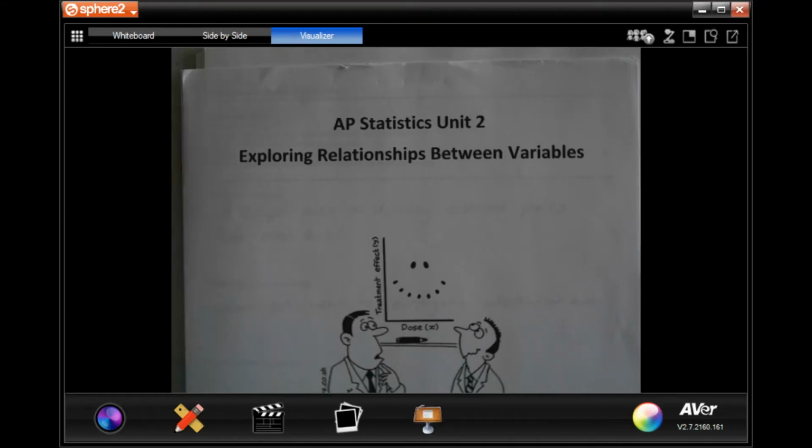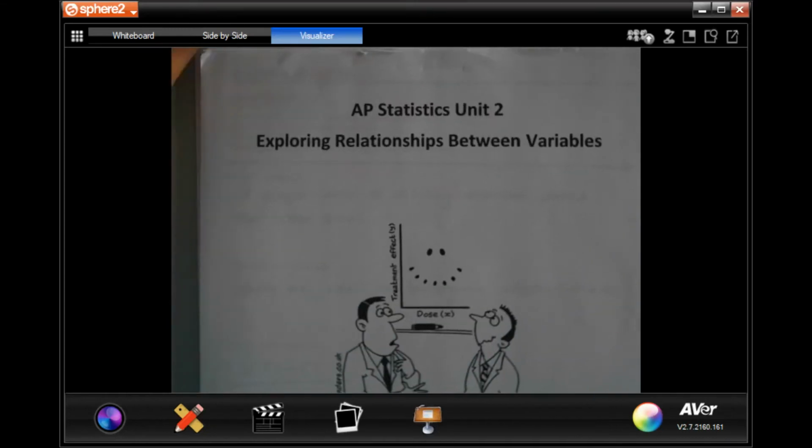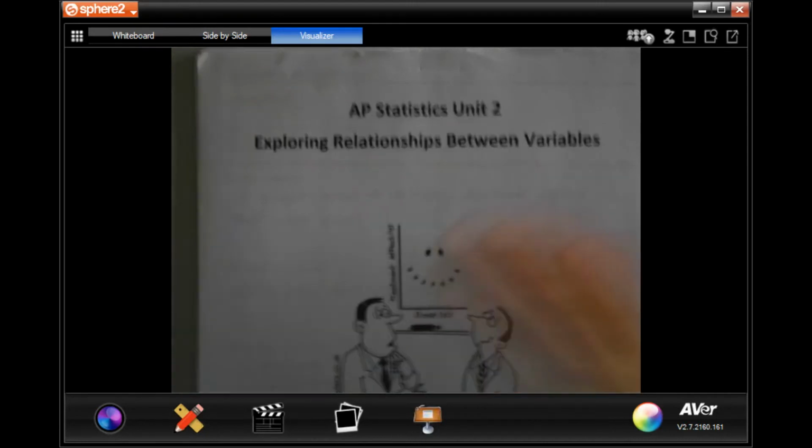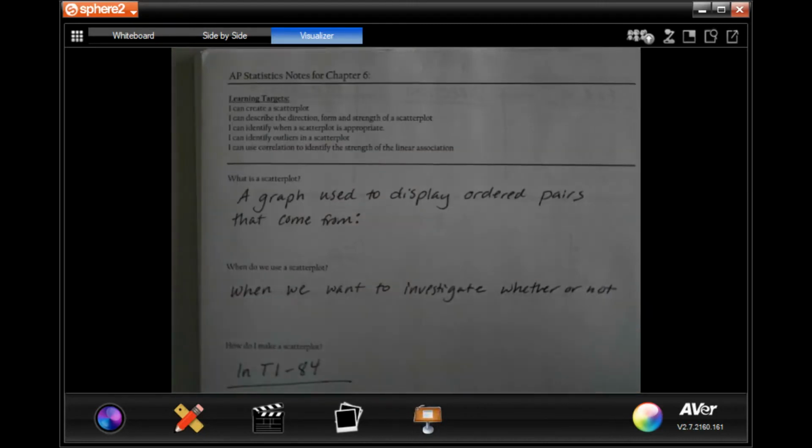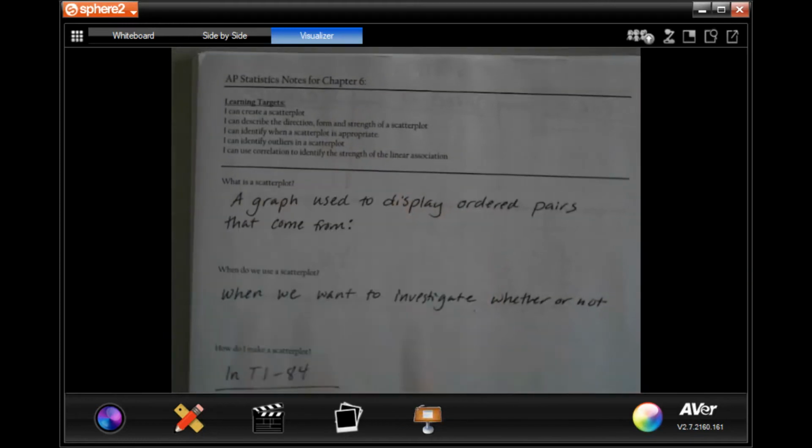Hi, everyone. So we are talking about AP Stats Unit 2, exploring relationships between two variables. So we are going to get started with this. I went ahead and filled in a bunch of the notes for you just so we can make these notes go quickly because, who wants to write all that stuff? So you've done a lot of this stuff before.